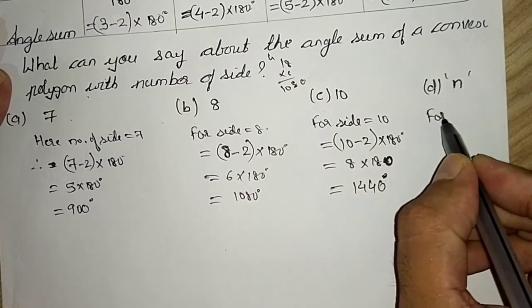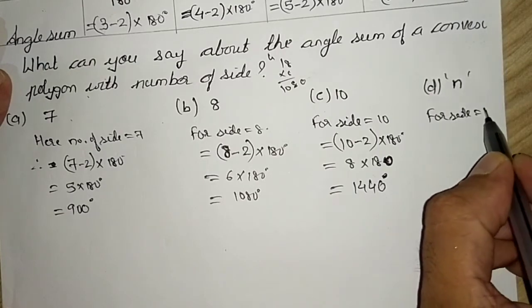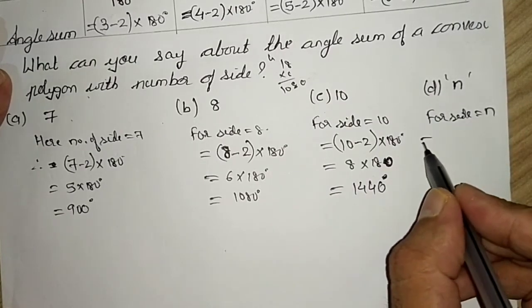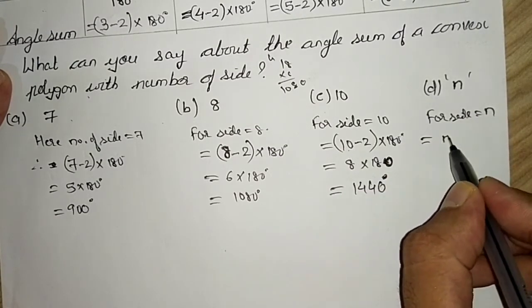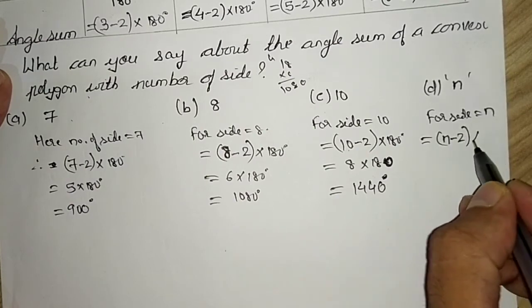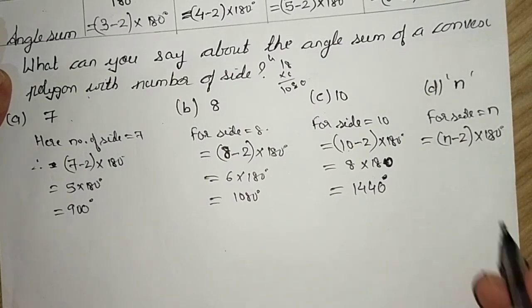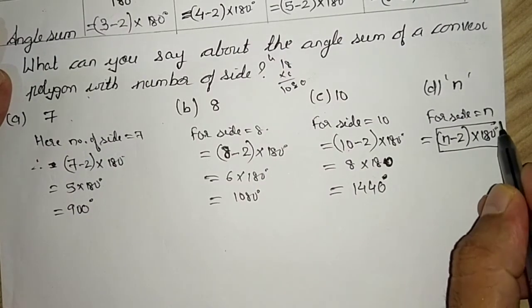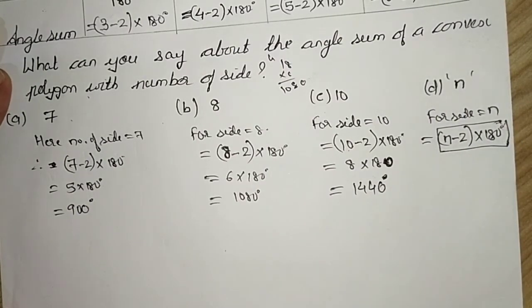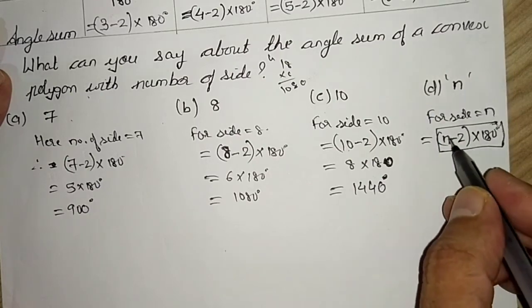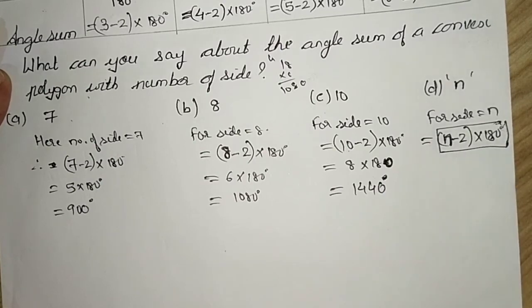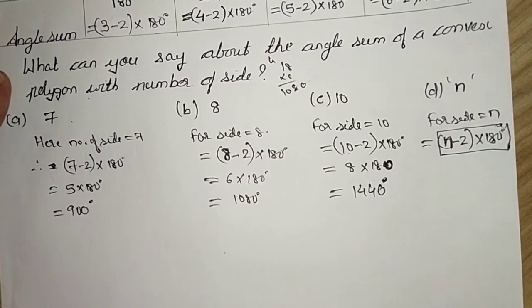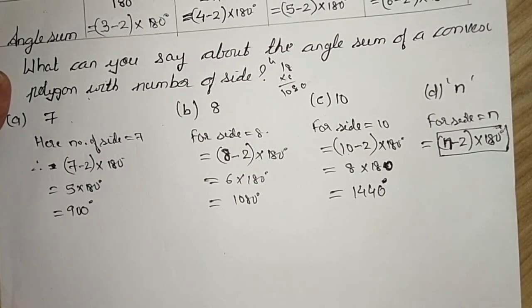Now, if the side is n, then what? We will do the same thing. Here the side was 10, so we have put 10. So here also we will put n minus 2 into 180 degrees. And this is what we have got, the formula. So from now onwards, whenever they are giving you the number of sides, you will put it in place of n, minus 2, multiplied by 180 degrees. You will get the angle sum property of any polygon, any side polygon, right?